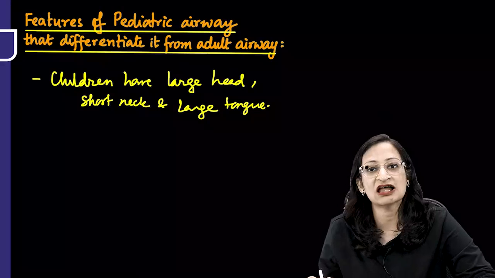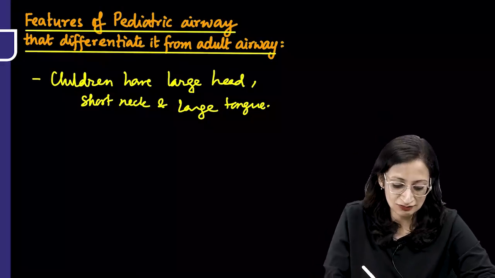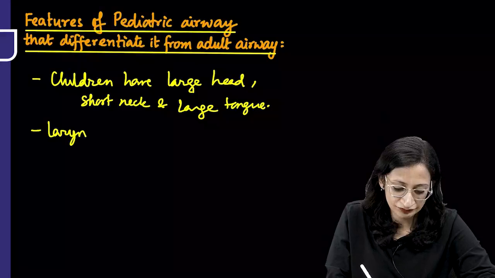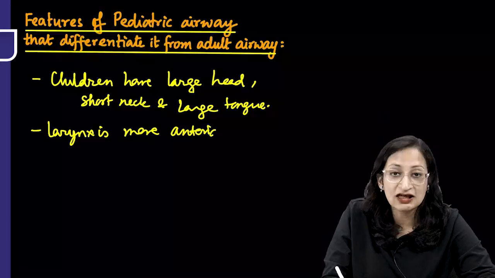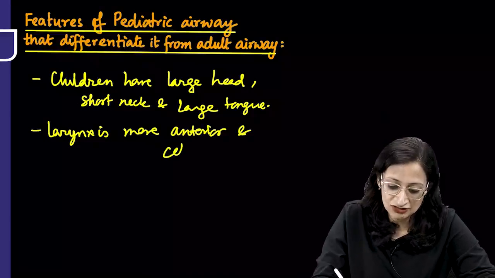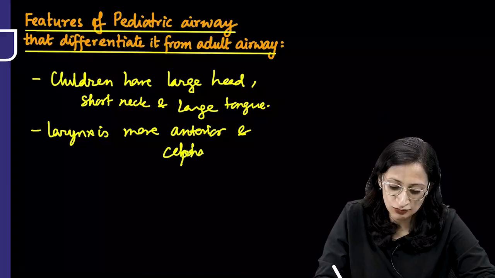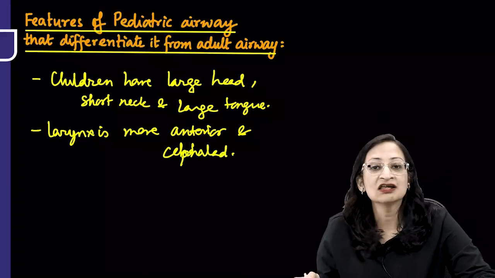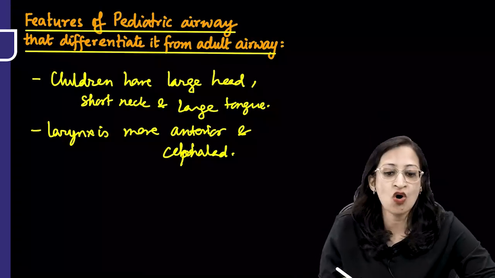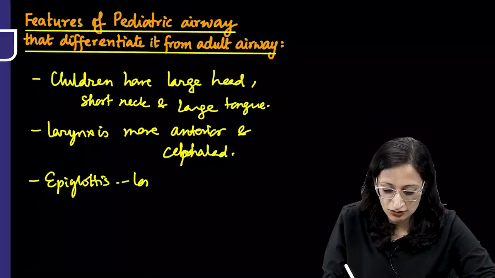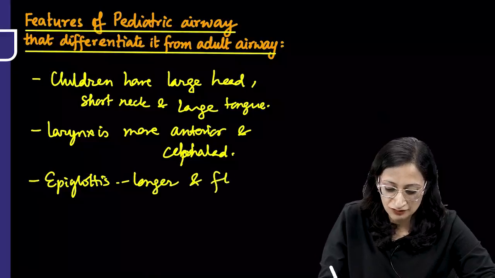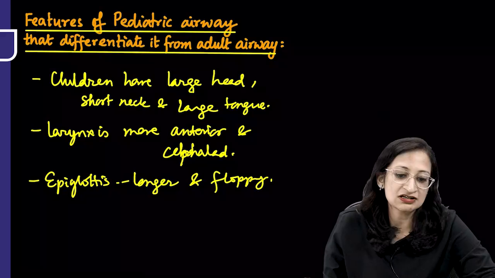And the position of the larynx is more anterior and cephalad in them. So the larynx is more anterior and cephalad in infants and children, so higher in position. The epiglottis is relatively long, floppy and U-shaped in infants and young children.